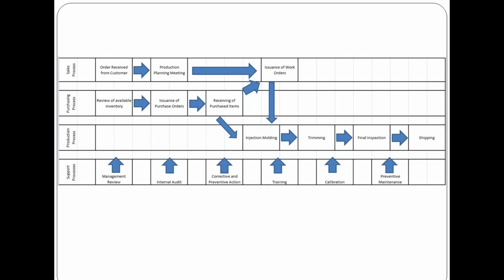And the idea here is that sales and purchasing begin sort of independent from each other. Sales is triggered by orders from customers. Purchasing is triggered by reviews of available inventory. They kind of meet in the middle, so to speak, with the receipt of purchased items, triggering the issuance of work orders, which in turn, both of those items trigger the production process. And then again, we have support on the bottom, providing overall support to the processes at large.